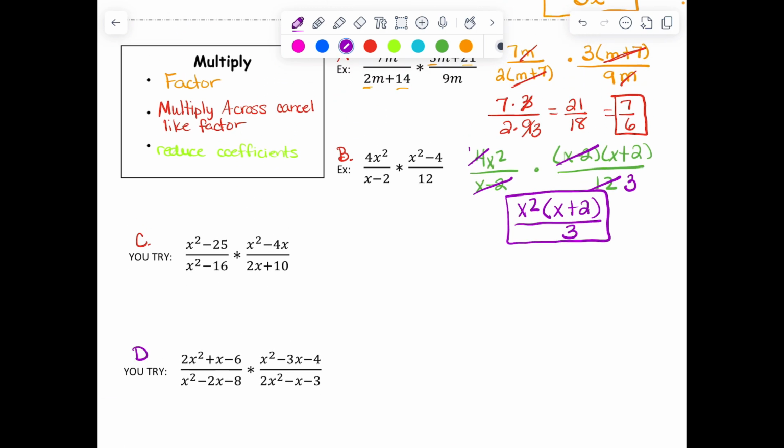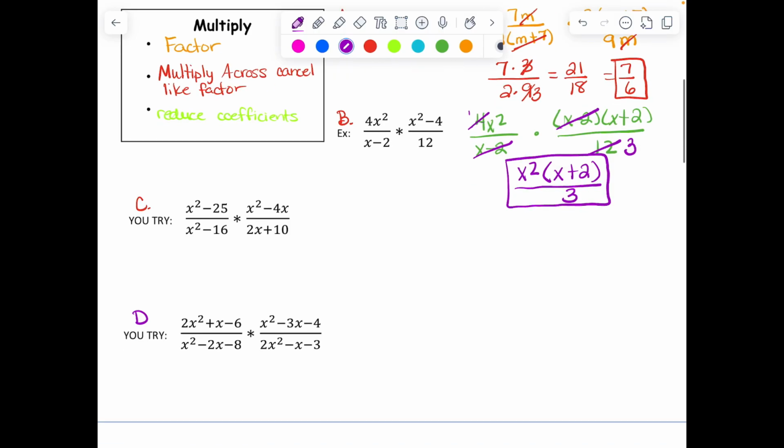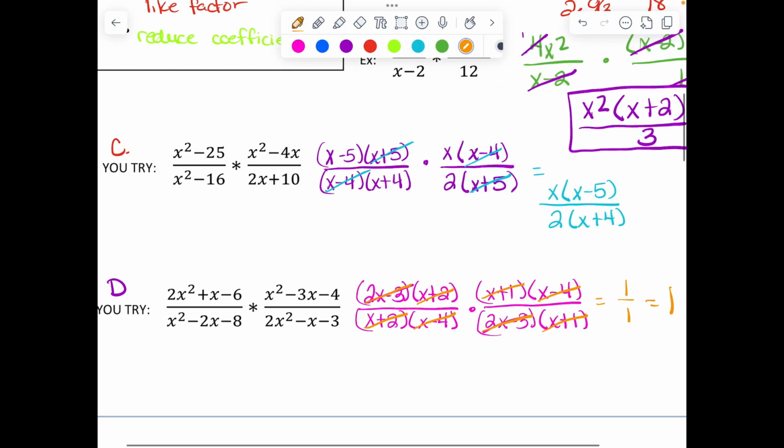Okay, I want you to try C and D for this section and see how you do. So with C, you have x times x minus 5 over 2 times x plus 4. And with D, all of the pieces cancel out.